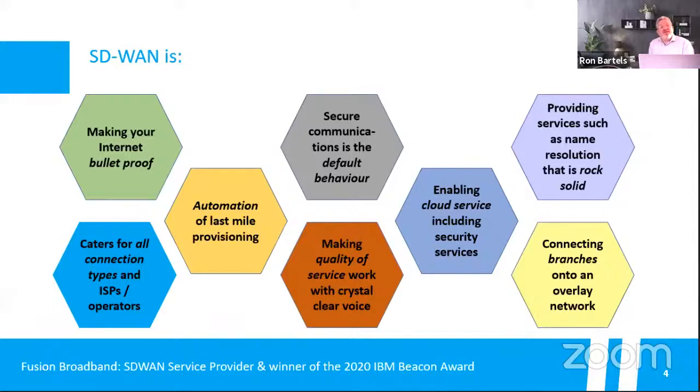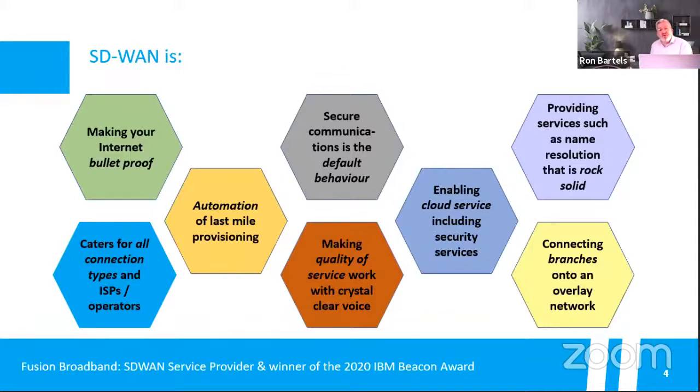With SD-WAN, secure communications is the default behavior. So SD-WANs are by default secure. Previously, before we got to the stage of implementing SD-WANs, wide area networks weren't inherently secure, and the mechanisms of securing them were an afterthought or bolt-on. Secure communications with SD-WAN is the default behavior.